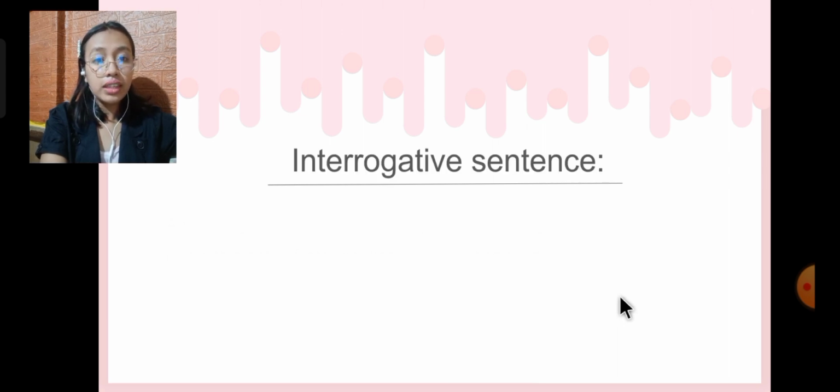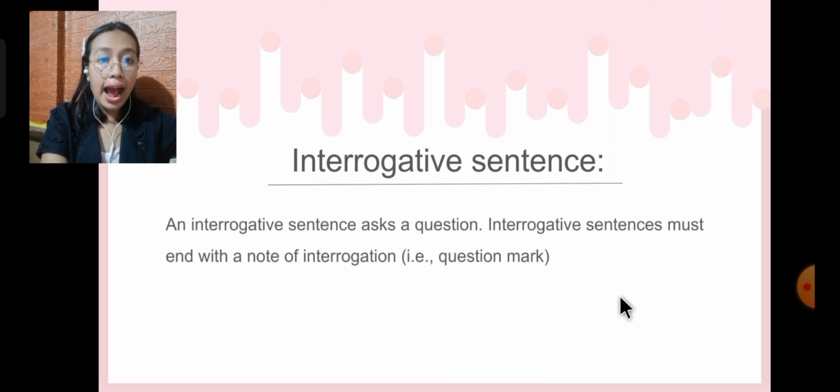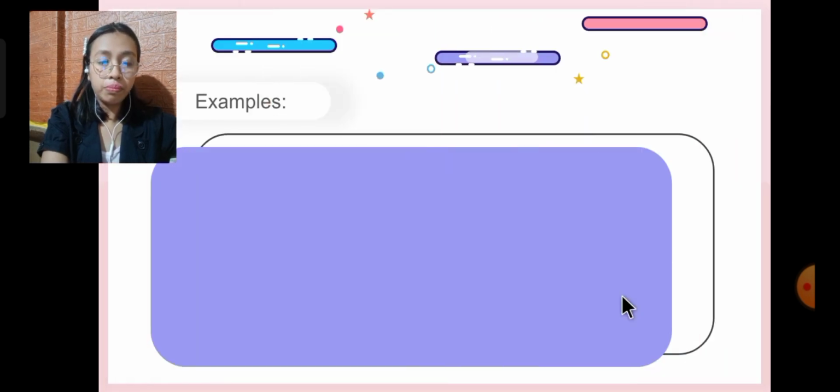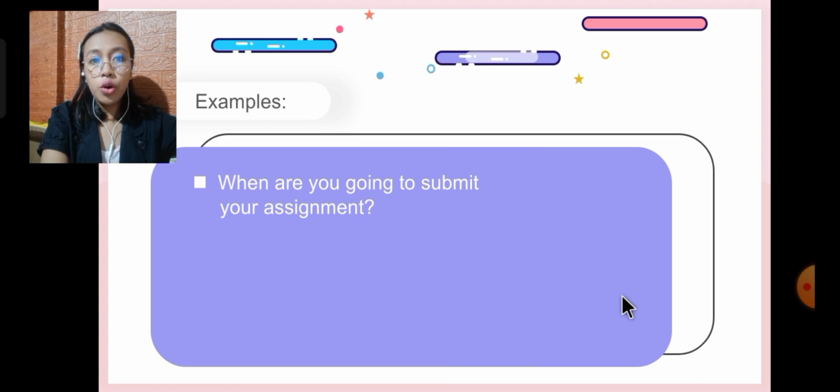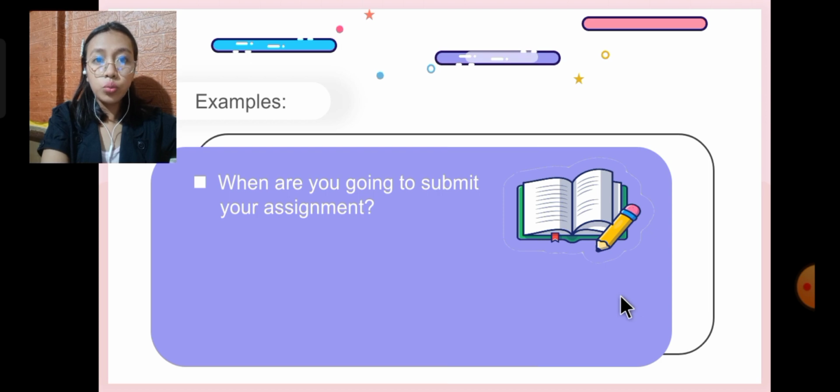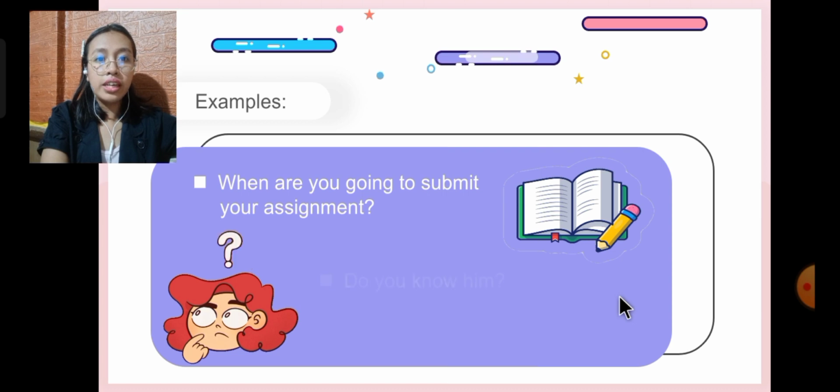Interrogative sentence. An interrogative sentence asks a question. Interrogative sentences must end with a note of interrogation, which means they usually end with a question mark. Examples: When are you going to submit your assignment? This is where we're actually questioning someone. Here, do you know him? As you can see, all of our sentences have question marks.